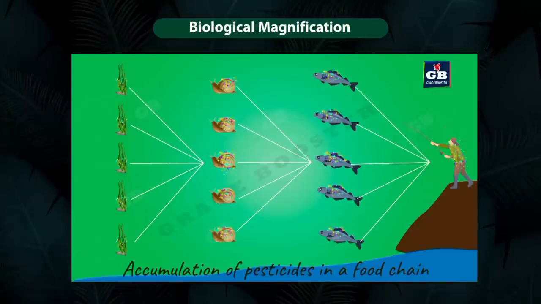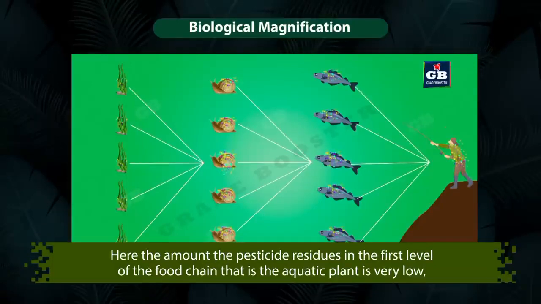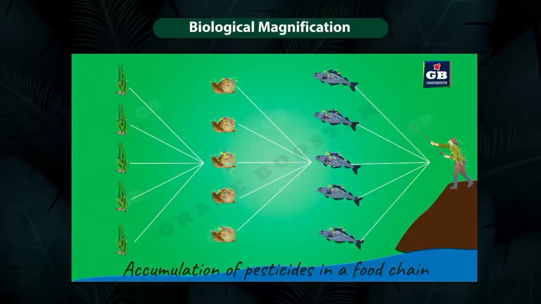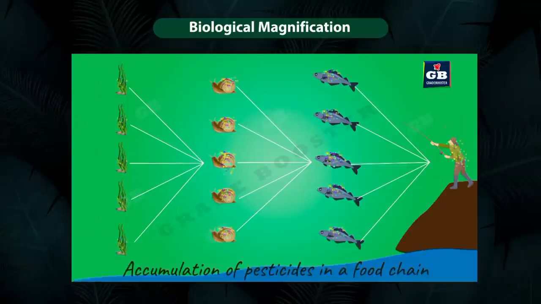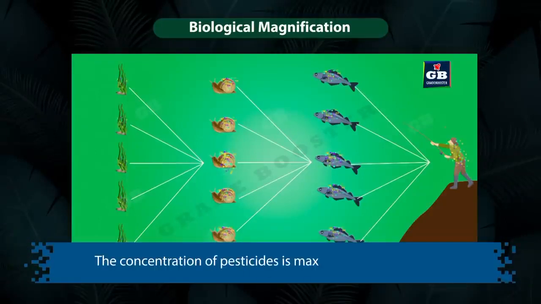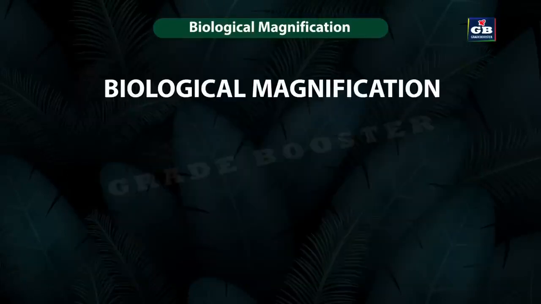In this way, large amounts of pesticide and insecticide residues get accumulated and deposited in our bodies. Here the amount of pesticide residue in the first level of the food chain, that is in the aquatic plant, is very low. But the amount of pesticide residues increases progressively from one trophic level to the next trophic level, and the concentration of pesticides is magnified at the final level. This phenomenon is called biological magnification.